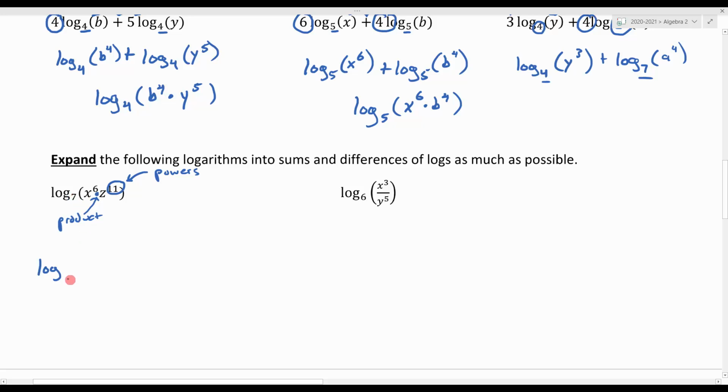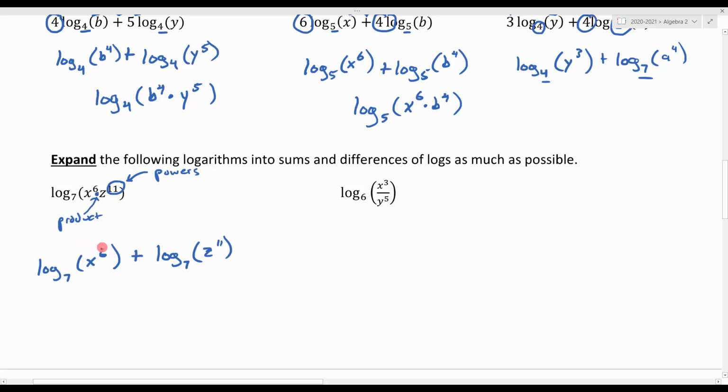And since the original log had a base 7, when I split this up, both logs are going to have a base of 7. Okay, so I'm going to split this up, and the first thing is the x to the 6th, so that'll go in my first log. And then I'm going to have a second log, also with a base of 7, and it's going to have the second factor in there, which is z to the 11th power. And since it's a product property, I'm going to add these two logs.